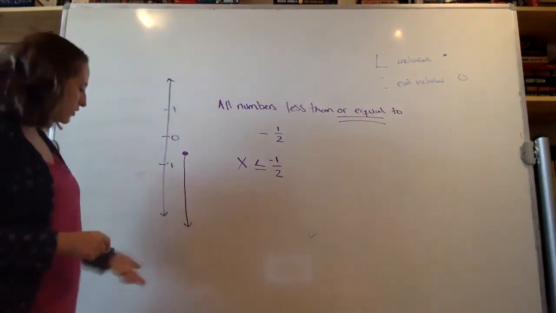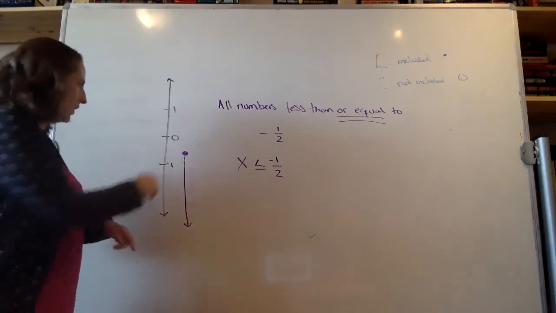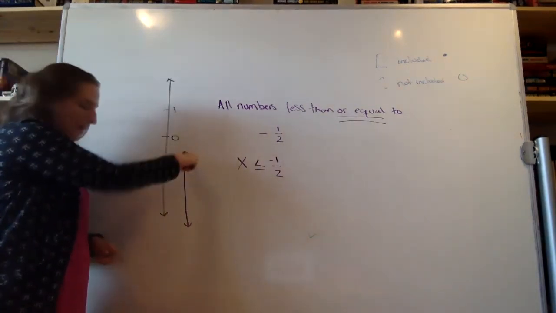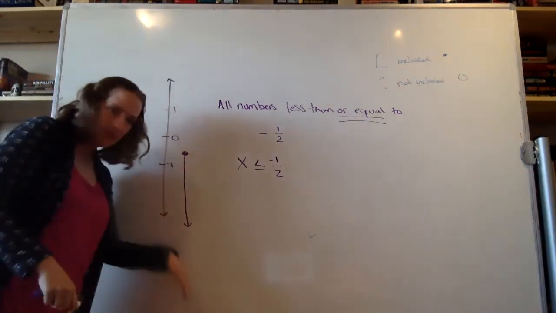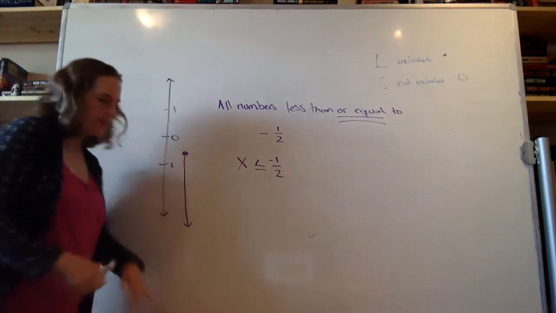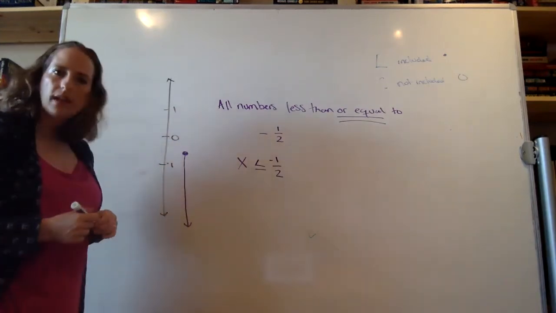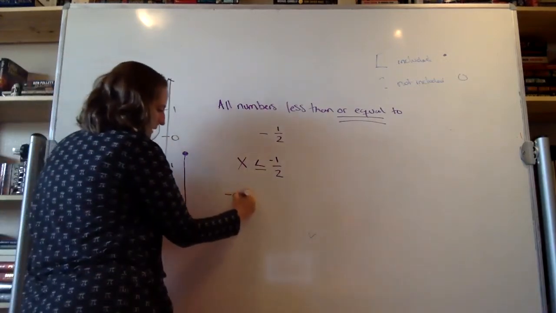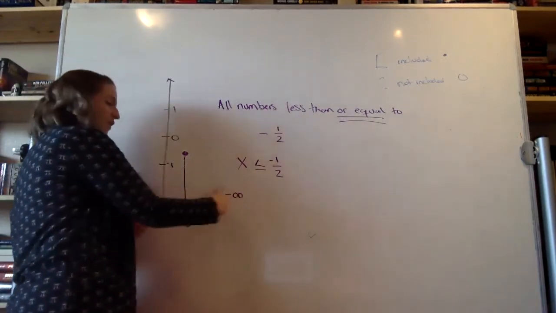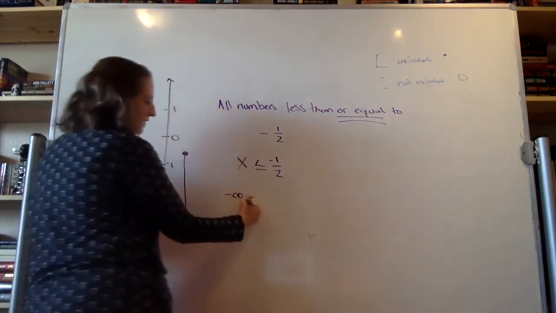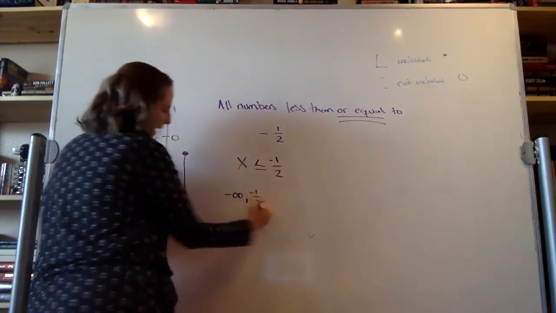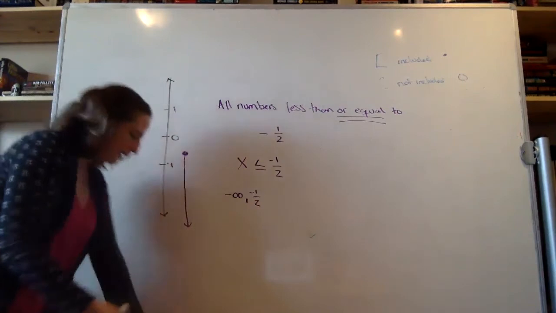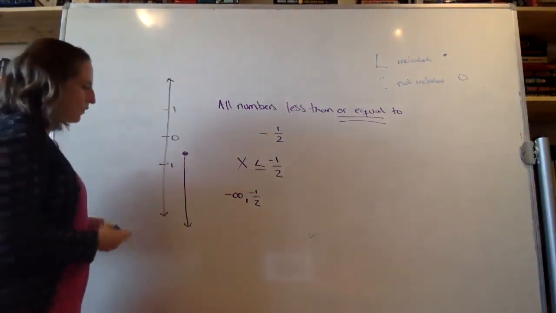So here, I've got two numbers or two things involved. I have -1/2 up here at the top. And down at the bottom, I have the idea of negative infinity. Which one is smaller, -1/2 or negative infinity? Well, negative infinity is smaller. So that's going to be the first number in my interval. So negative infinity, comma, -1/2. That shows this line, negative infinity to -1/2.